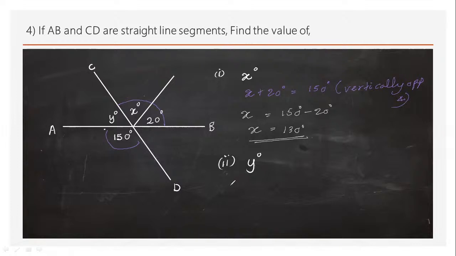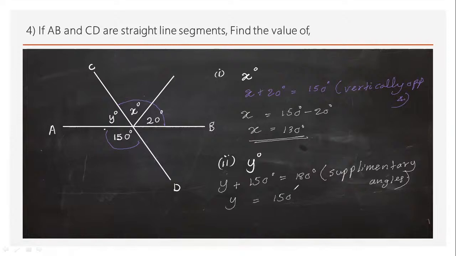Y. Then here y plus 150 equals 180. The reason is supplementary angles. y equals 180 minus 150. y equals 30. x equals 130, y equals 30 here.